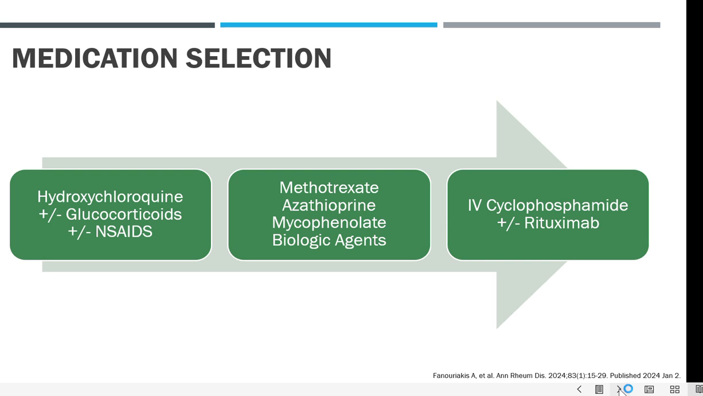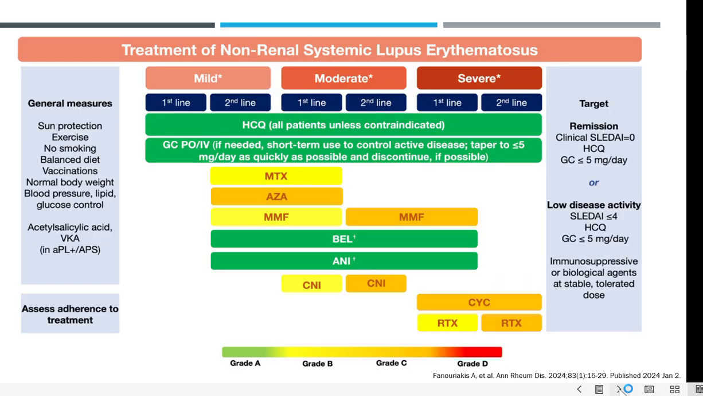This is a nice guideline from EULAR showing some of the treatment considerations. This is for non-renal SLE. As I mentioned before, there are specific renal guidelines, so the treatment looks slightly different. But again, hydroxychloroquine is our backbone for all patients, unless it's contraindicated, and then we move across from mild to moderate disease.